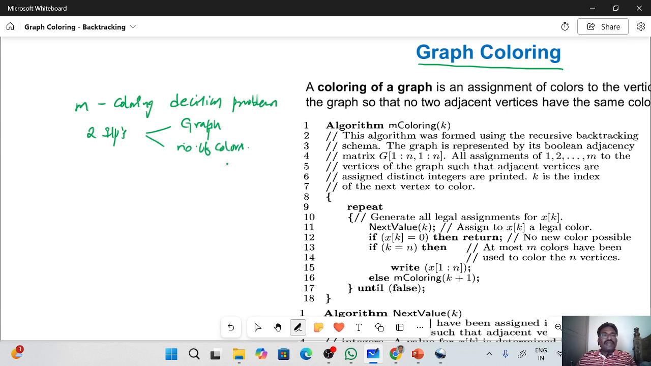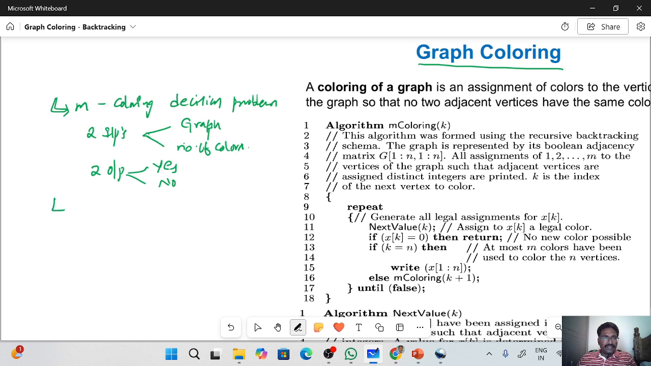So we are going to say the answer as whether we can color the graph. The given graph is possible to be colored with the given number of colors or not. Only that answer we are going to say. That means it has two outputs. Either if possible the answer is yes, if not possible the answer is no. So this is about the M coloring decision problem.